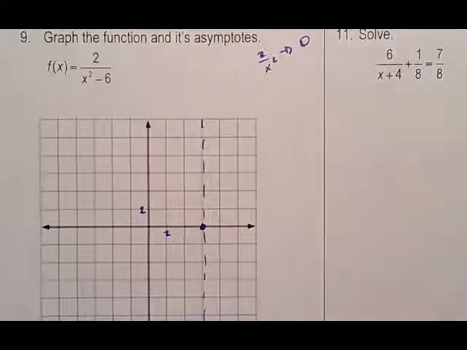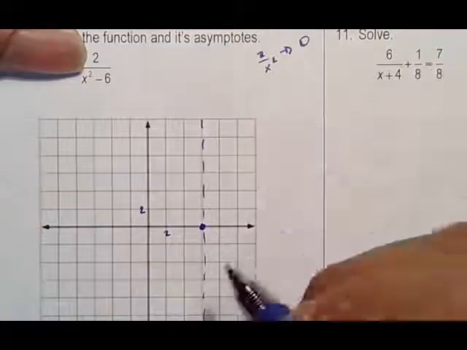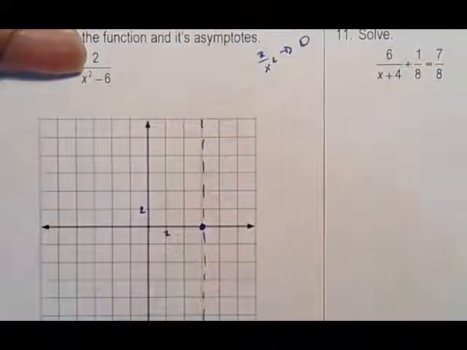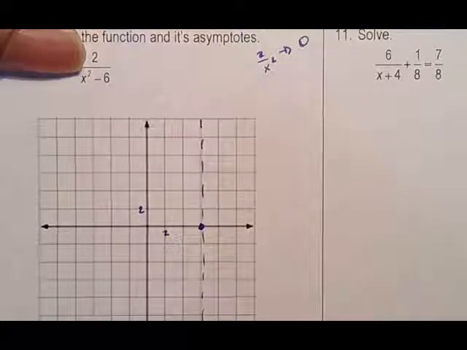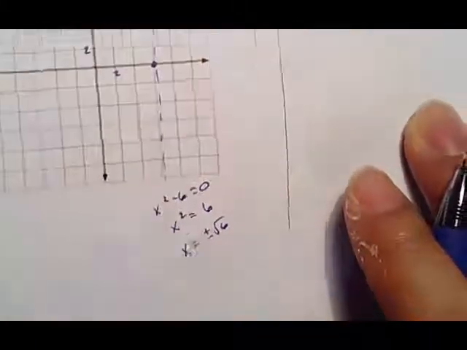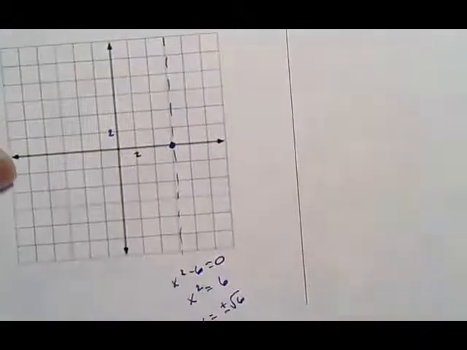Actually, no, it's not 6. You want the value that makes that 0, and so you would actually do x squared minus 6 equals 0, which means x squared equals 6, which means x equals plus or minus root 6. So, almost made a mistake until I realized that I was doing something stupid.